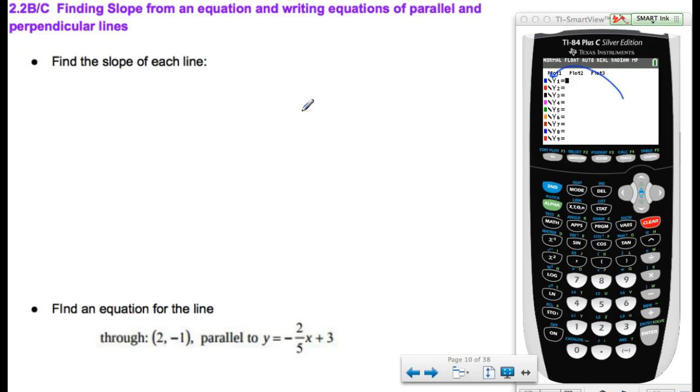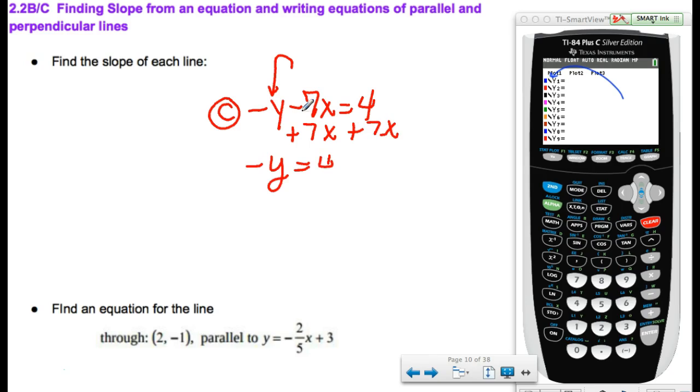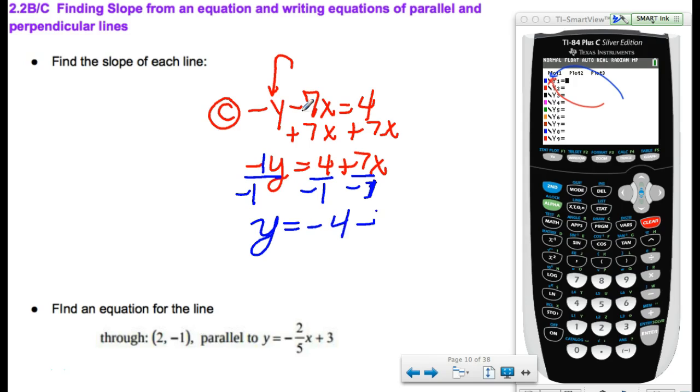So for an example C that you can put in your notes, last one, what if you had negative y minus 7x equals 4? I don't know what the slope is. I need to solve it for y first. So I'm going to move the 7x over. I'm going to get negative y is equal to 4 plus 7x. It does not say to enter negative y. It says to enter y. So I need to divide everything through by that little invisible 1. Basically take the opposite signs of all of these, and I'll get y is equal to negative 4 minus 7x.